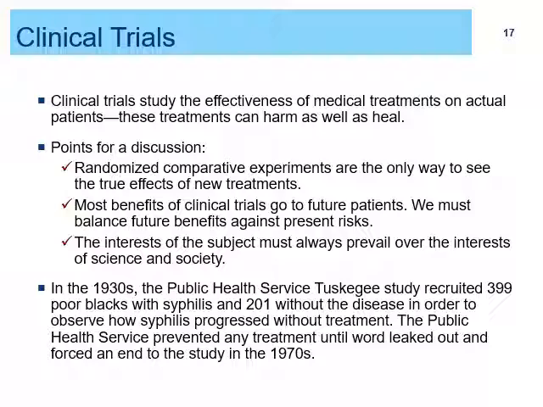In the 1930s, the Public Health Service Tuskegee study recruited 399 poor black men with syphilis and 201 without the disease in order to observe how syphilis progressed without treatment. The Public Health Service prevented any treatment until word leaked out and forced an end to the study in the 1970s.